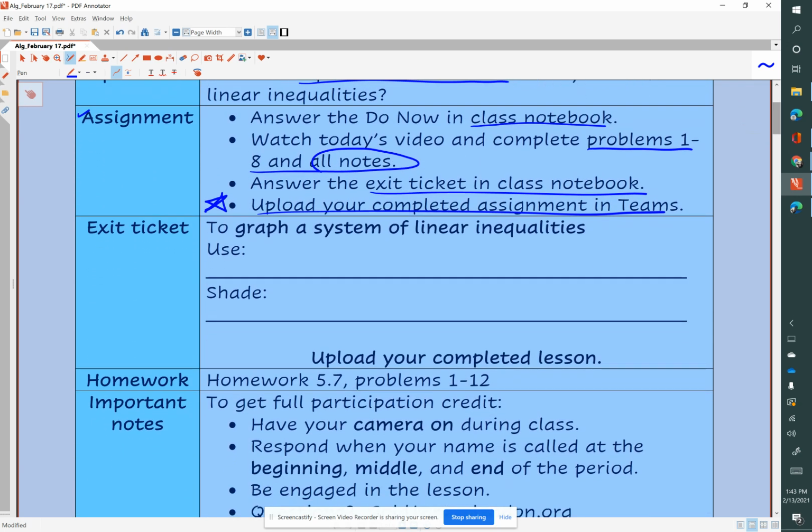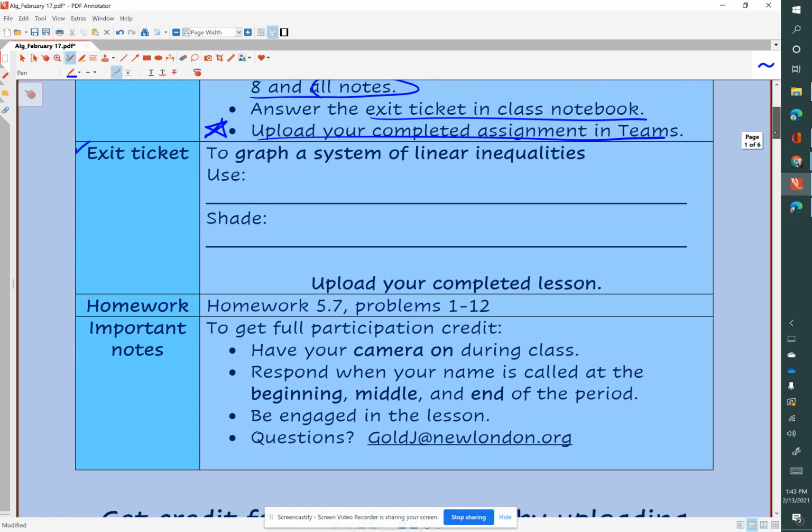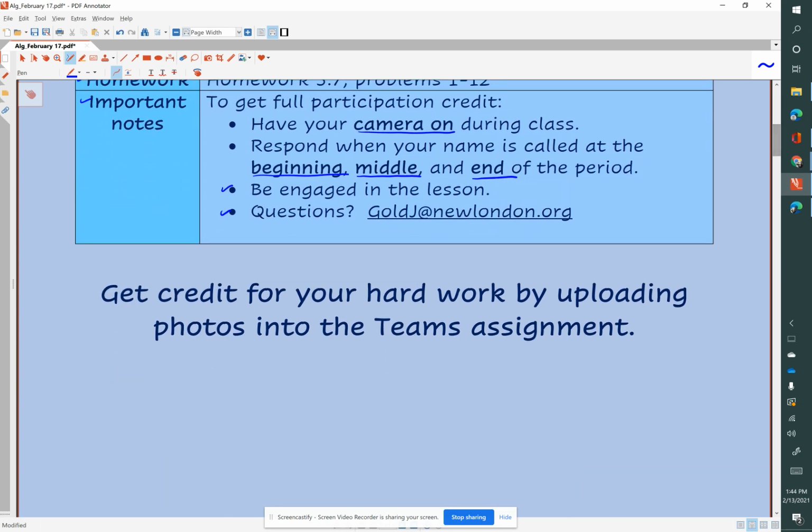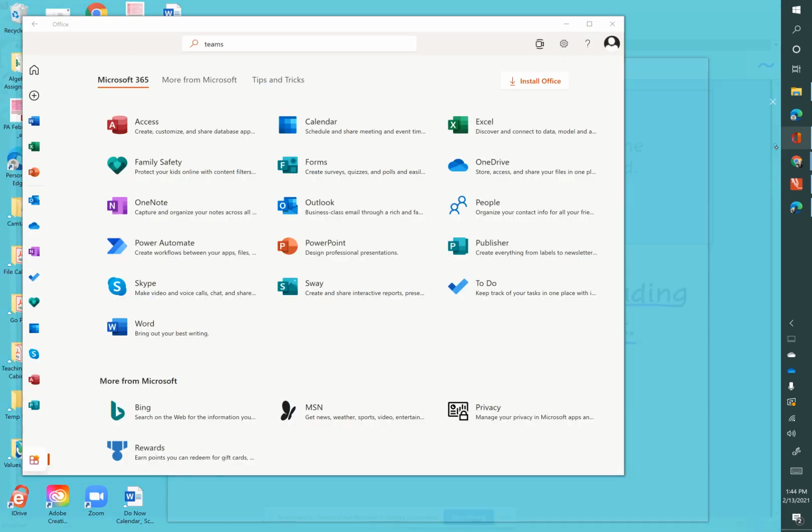So we have an exit ticket that asks us about graphing linear inequalities. We'll get back to that. And our homework is homework 5.7, problems 1 through 12. Remember these important notes. You want to put your camera on, respond at the beginning, middle, or end of the period, be engaged in the lesson, and if you have any questions, write to me. Make sure that you get credit for your hard work by uploading the photo into Teams.